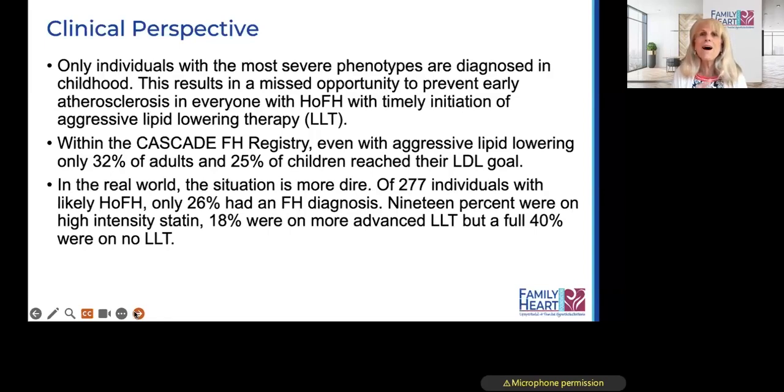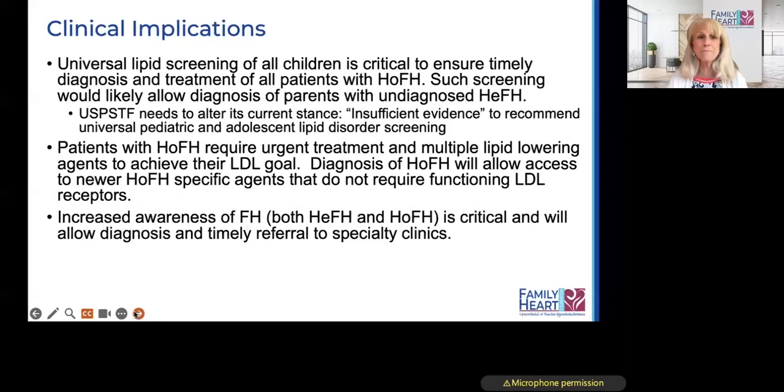This was 2020. A lot has happened since 2020 in the HoFH world, and we are very hopeful, and we're looking forward to doing another data cut at a later time to see what has changed with the addition of, for example, evinacumab to the clinical armamentarium. In the real world, the situation is more dire. Of the 277 individuals with likely HoFH, only 26% were diagnosed, 19% were on high-intensity statins, 18% you saw were on more advanced lipid-lowering therapies, but a full 40% no therapy whatsoever.